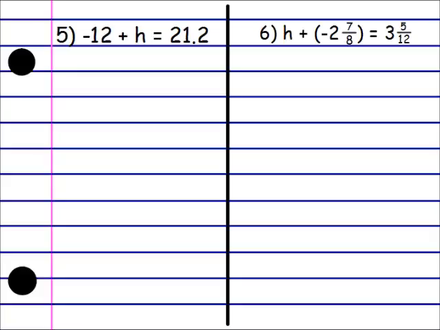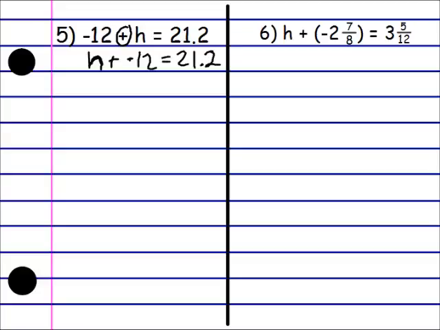Example 5. Negative 12 plus h equals 21 and 2 tenths. Anytime the equation does not start with the variable or a number being multiplied by the variable, it's best to rewrite it. So here we would have h. The operation is addition. And what number are we adding to h? Negative 12. And that is equal to 21 and 2 tenths.